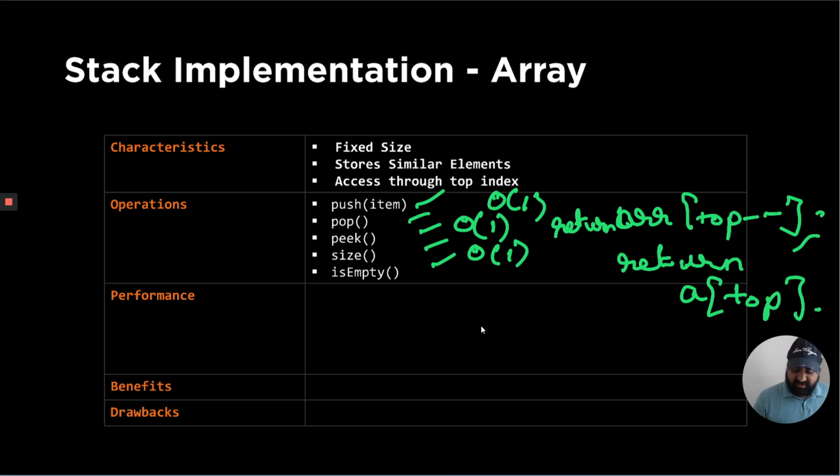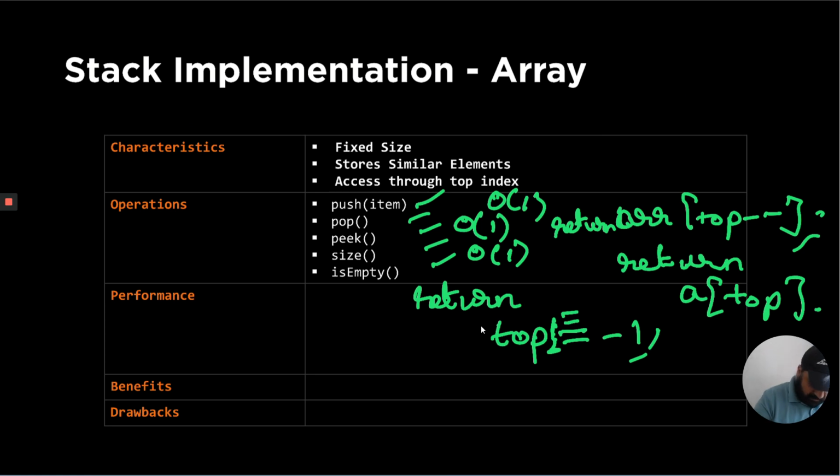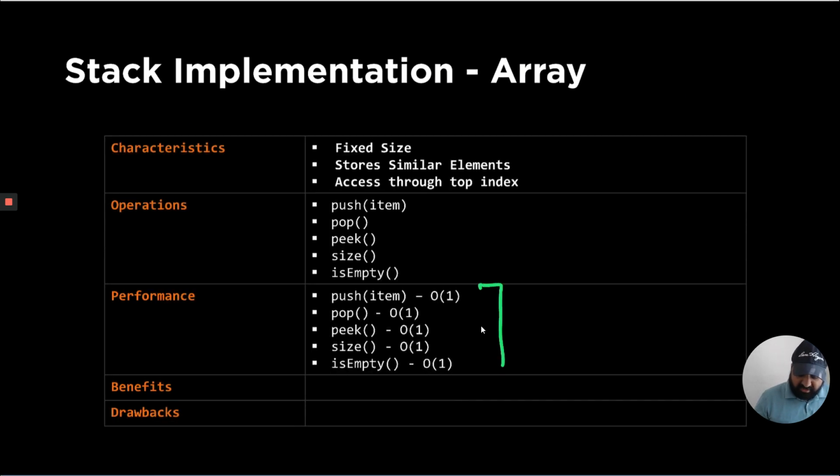And the last one is isEmpty. That's going to return whether top is equal to -1. It will return true in that case. So if top is equal to -1, that means our stack is empty. Otherwise, it's going to return false. So again, all the operations in the stack ADT, in this case, when we are implementing it with an array, can be achieved in O(1).